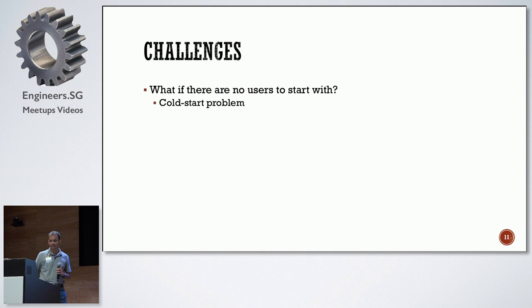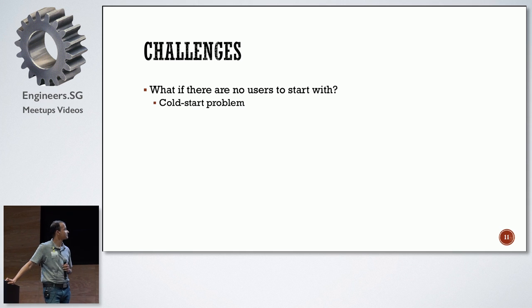So like I said, what are the challenges here? The challenge is, what if there are no users to start with? That's one of the primary problems that collaborative filtering has. Whenever I start with a system, I might not have enough users to start with, so I cannot give any recommendations. That's the cold start problem. And eventually, some way or the other, every company has to go through that stage.